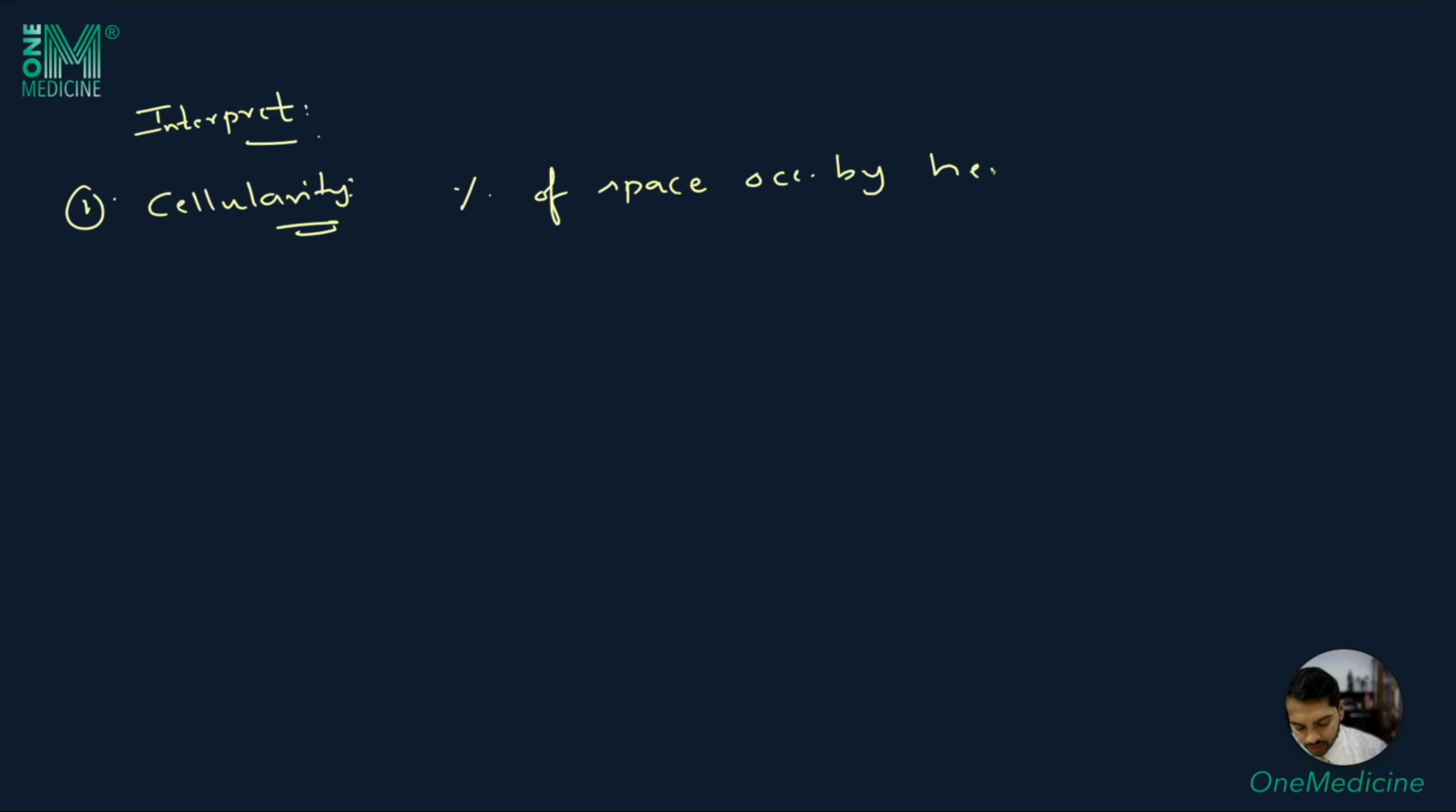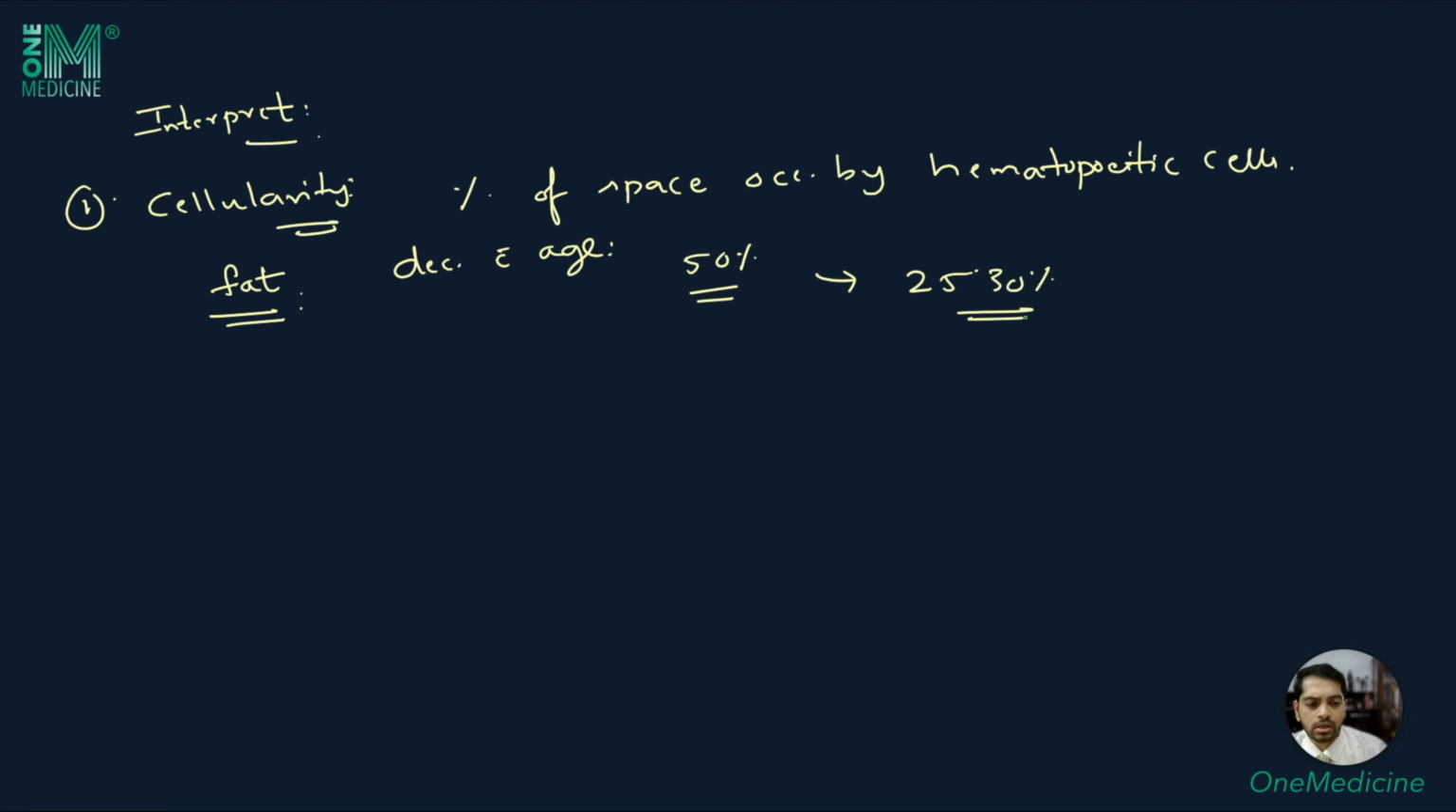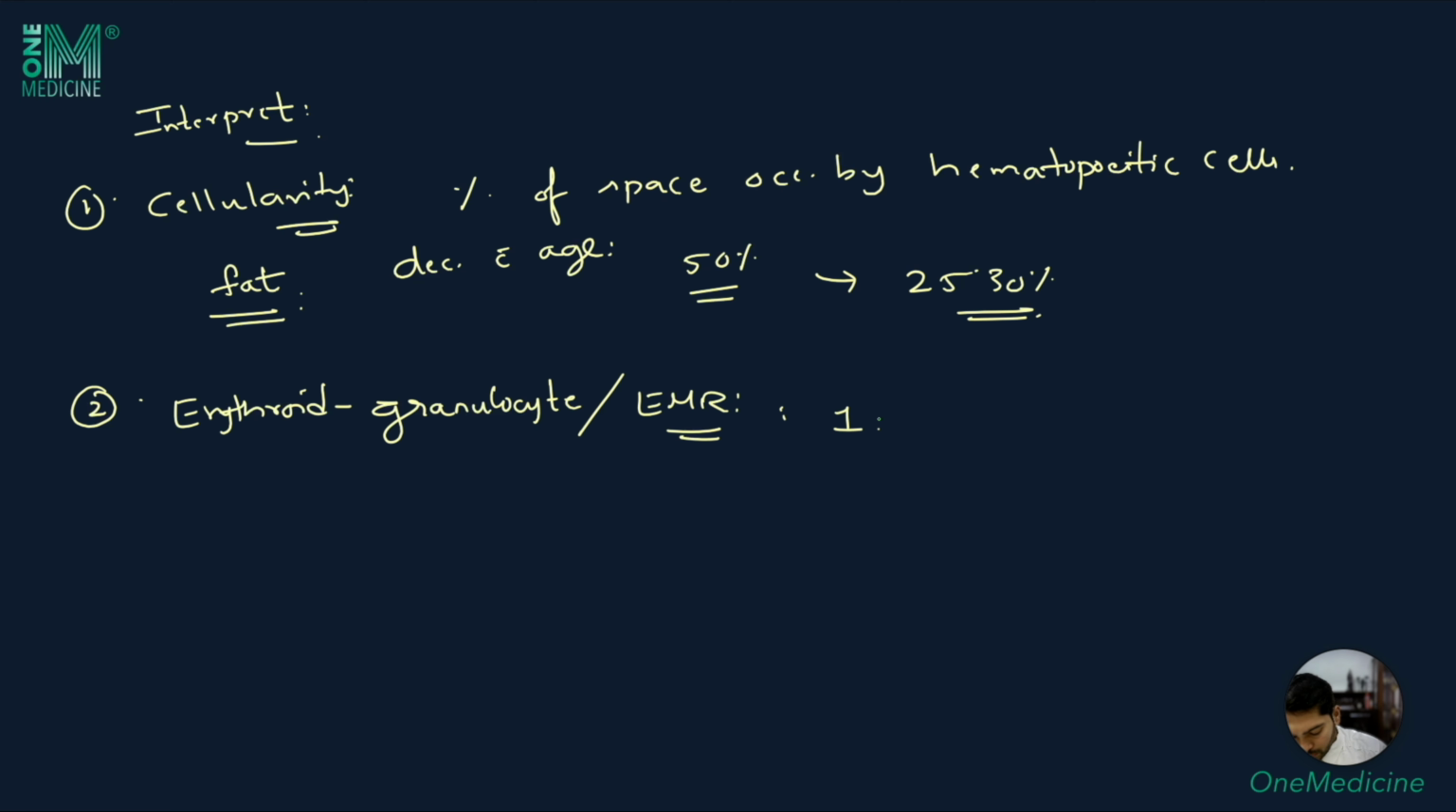Let's briefly touch upon the interpretation. First heading is cellularity, which is the percentage of space occupied by hematopoietic cells. So the space that is not hematopoietic tissue is usually occupied by fat. The cellularity decreases with age, with an initial of 50%, gradually reducing to 25 to 30% as the person ages. Next we have erythroid granulocytic or erythroid myeloid ratio. This is usually 1:2.